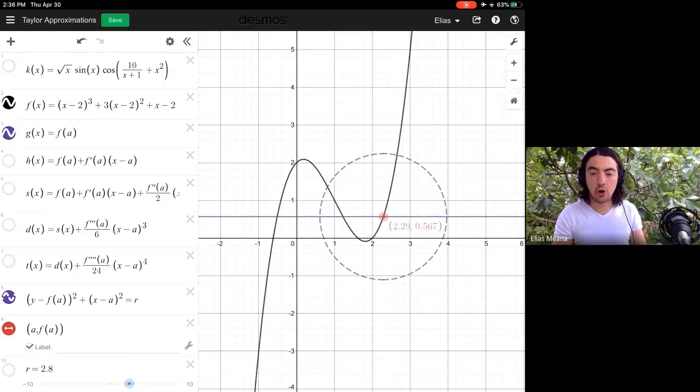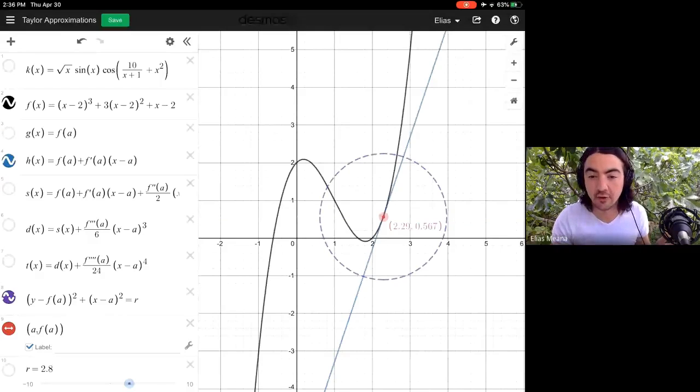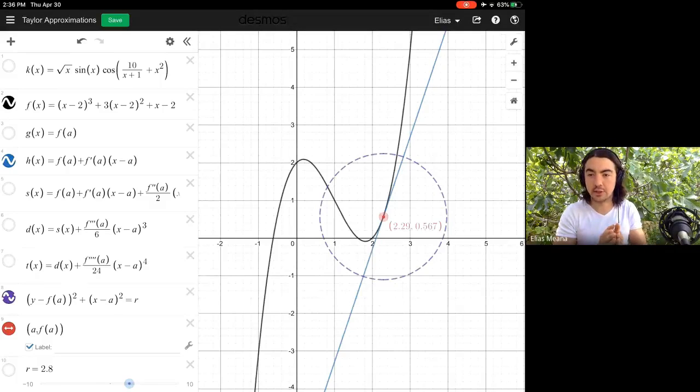All right, so let's move up one degree further. Instead of our zeroth order approximation, let's do our first order approximation, which you guys know as the tangent line. And there's the tangent line. It's a blue line passing through that point, the center of the circle. It's touching the curve and it's tangent to it. They have the same gradient at that point. So this is a little bit better of an approximation.